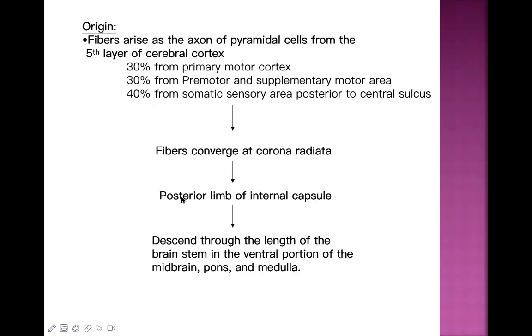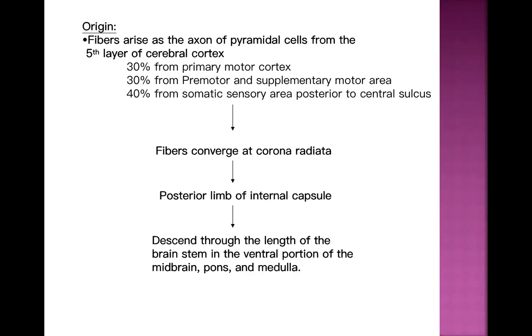This is very important anatomy. The internal capsule carries all these pyramidal fibers. In which part of the internal capsule? The posterior limb. From the internal capsule, they descend through the length of the brain stem in the ventral portion of the midbrain, pons, and medulla. So they travel most of the length of the brain stem. The brain stem means midbrain, pons, and medulla.